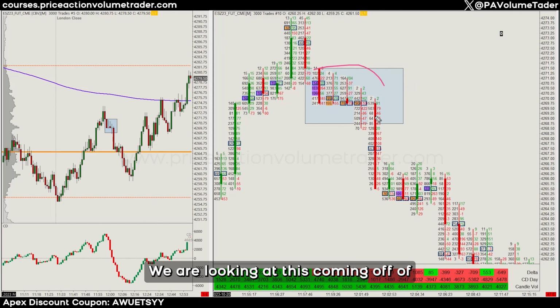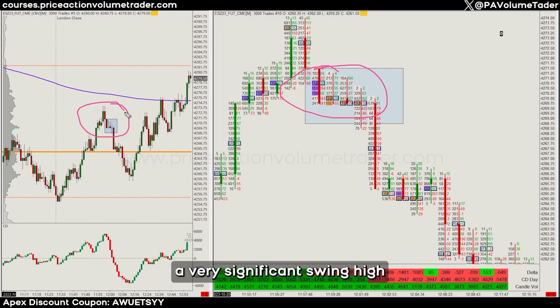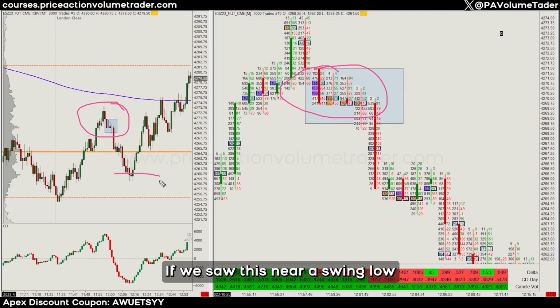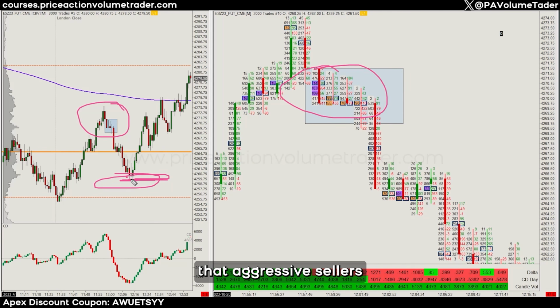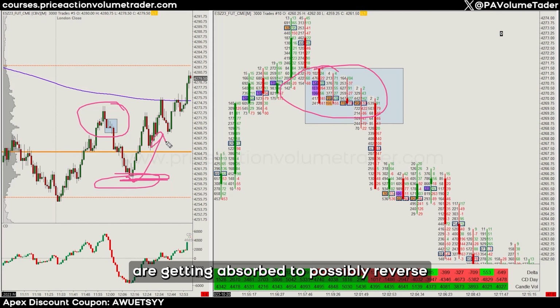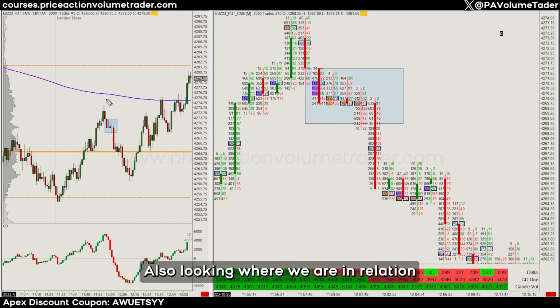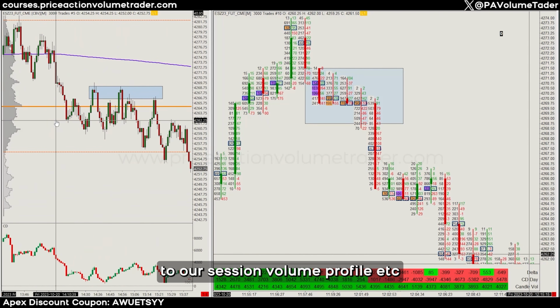We are looking at this coming off of a very significant swing high. So this is a lot more conviction on this. If we saw this near a swing low, then this is definitely a sign that aggressive sellers are getting absorbed to possibly reverse. So context is very important. Also looking where we are in relation to our session volume profile, etc.